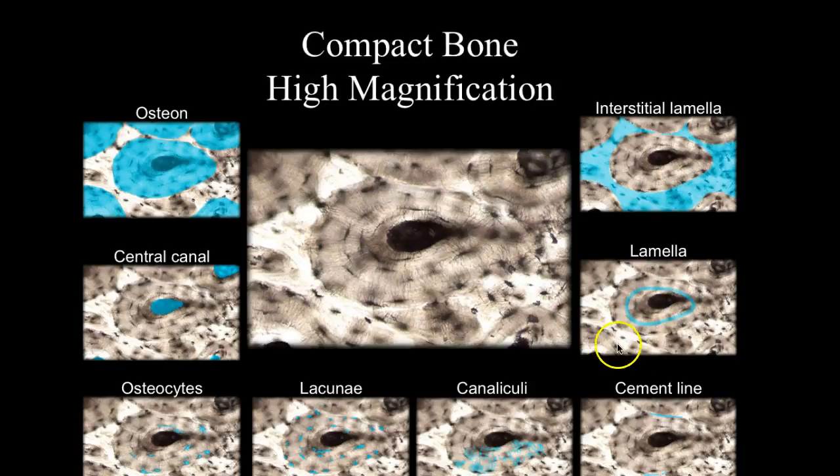Here you have the lamellae. Here you can see those communicating canals called the canaliculi that are going to connect the lacunae of osteocytes. Here are the lacunae themselves. And basically there you could see some osteocytes, and there's that central canal. So this one whole structure is one osteon.